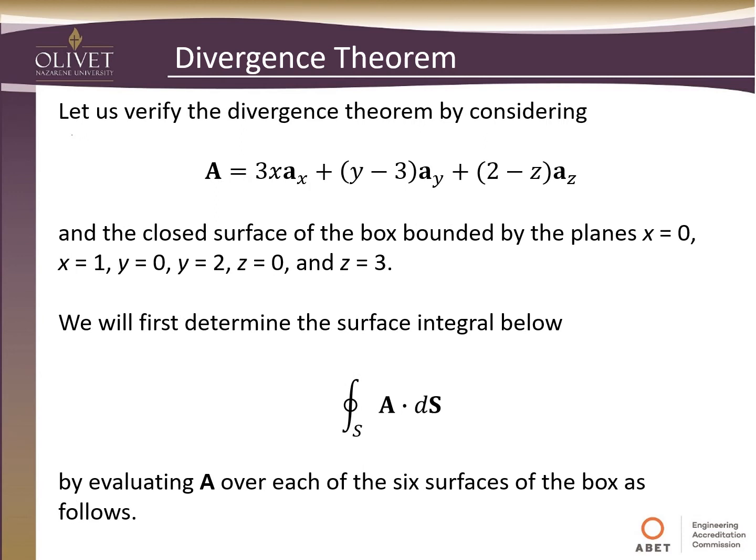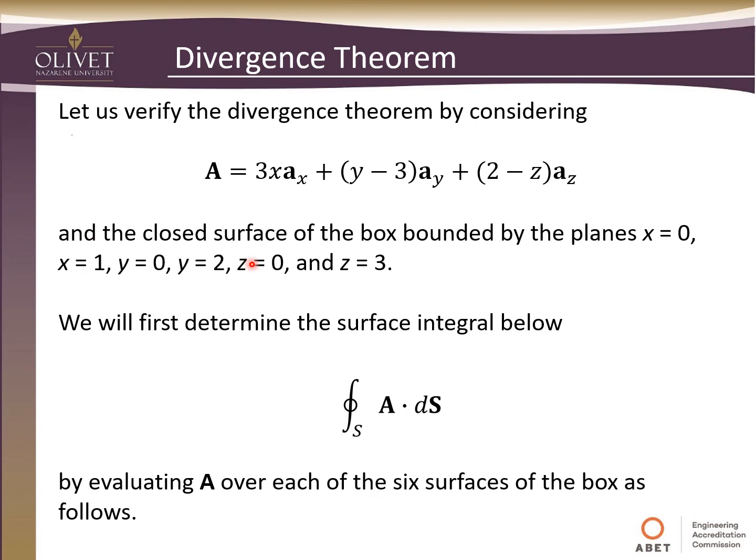So let's look at a quick example of how this works. We want to verify this, much like we did with Stokes' theorem. In this case, we're going to have an arbitrary vector field defined for us that has an x, y, and z component. You can see what dependencies there are in each of the components here.